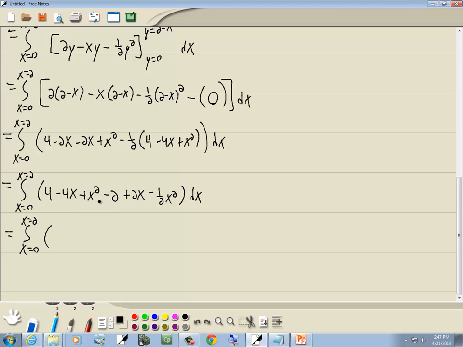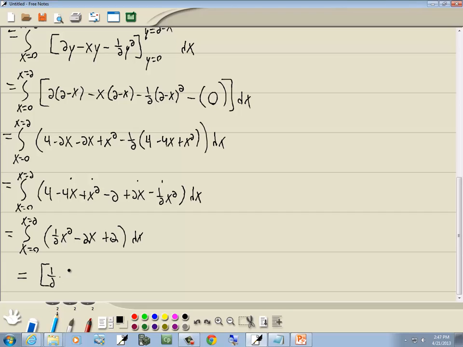Combine together the x squareds. Here I got x squared minus 1/2 x squared. That gives me 1/2 x squared. Negative 4x plus 2x is negative 2x. So that's gone, that's gone, that's gone, that's gone. 4 minus 2 gives us 2 dx. Okay. Now take the integral of that, add 1 to your power, divide by your new power.